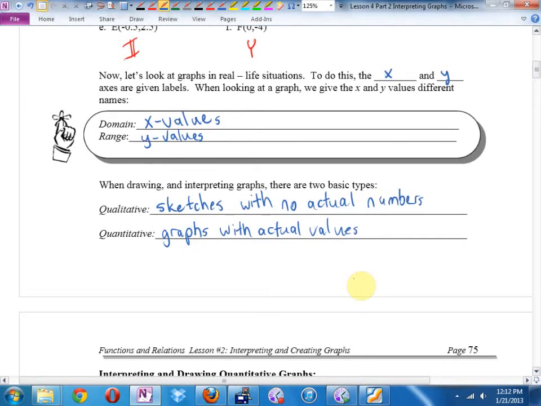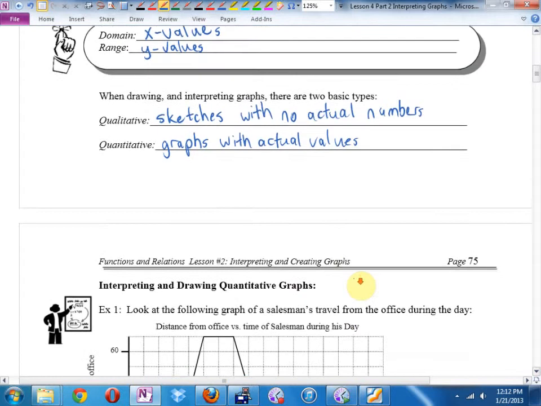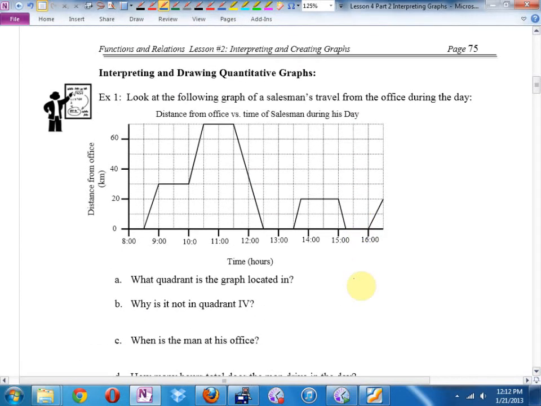Do you need to know the difference between those 2 words? No. Will I use those 2 words in your homework? Yeah. I'm not going to ask you to define them on a test, though. So let's turn to the next page and look at a quantitative graph.